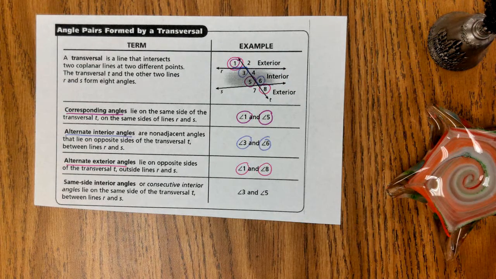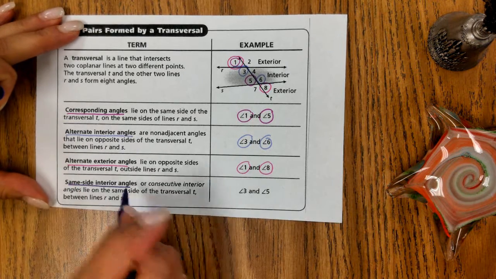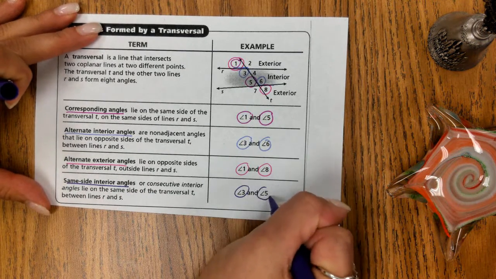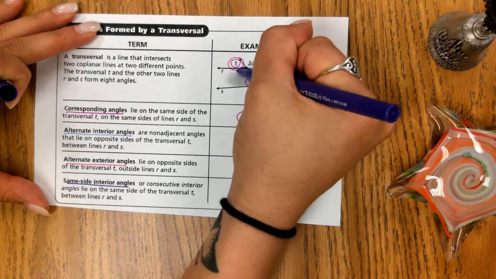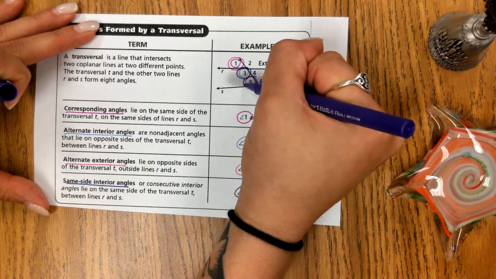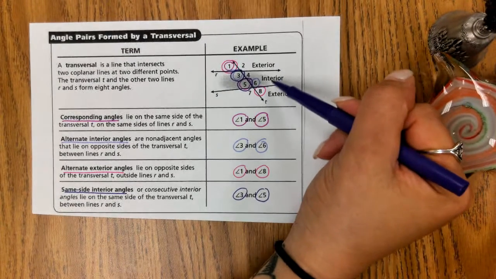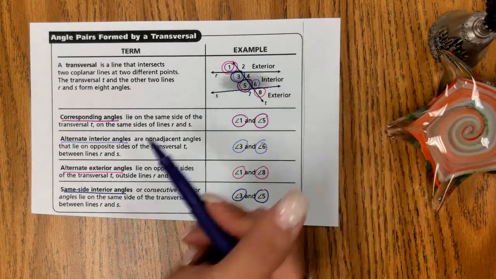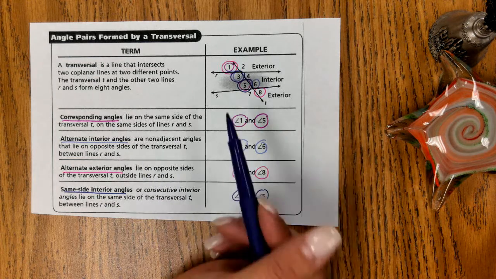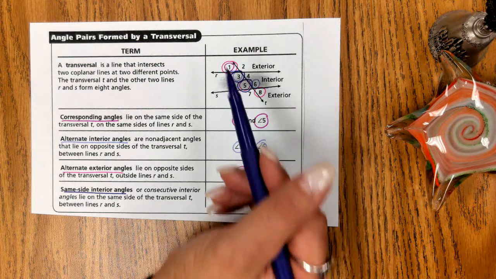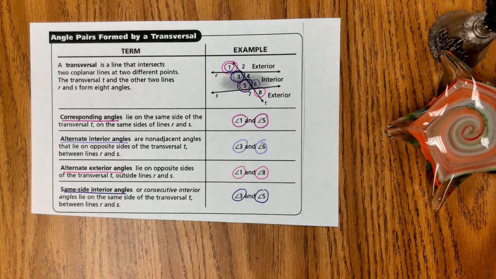Okay? And then same side interior angles are going to be 3 and 5. So again, another color for these two. Interior means on the inside, so on the inside of the parallel lines is even labeled right here. And they are on the same side of the transversal. Okay?